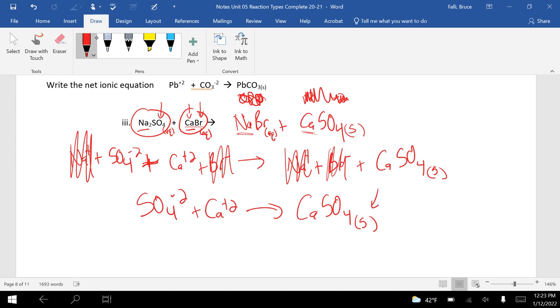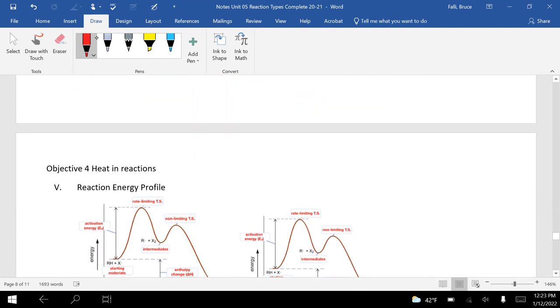Honestly, anything that's an ion is aqueous by definition, or it's in the core of the sun. So I don't even require that you put aqueous on it if it's an ion. But that's it. I think that's it.